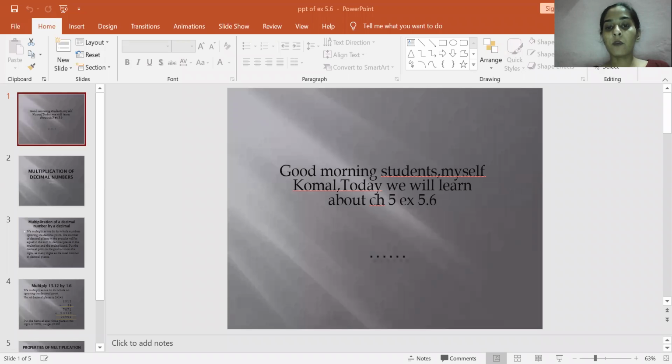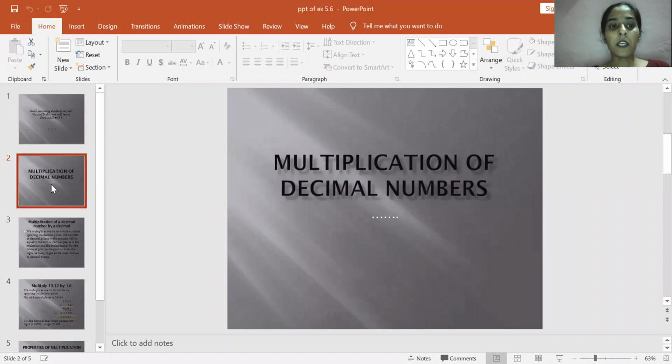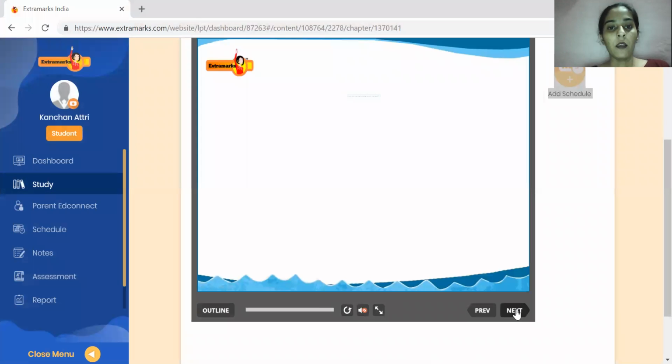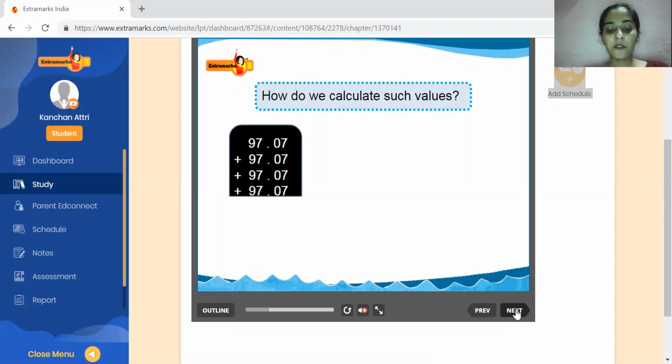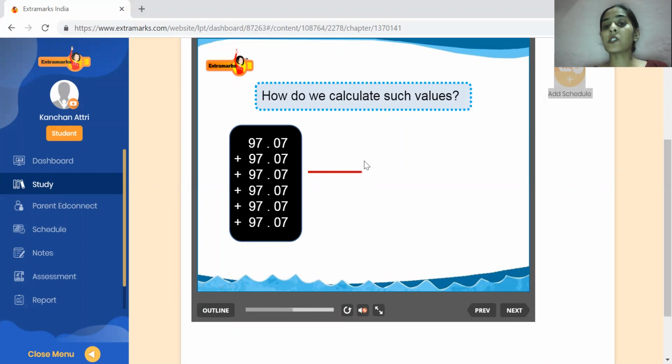Today we will learn about chapter 5, exercise 5.6, multiplication of decimal numbers. Yes, class, I will show you here. How do we calculate such values like this? As you can check, this is the addition. Repeated addition is called multiplication. The way we multiply whole numbers, in the same way we multiply decimal numbers also.